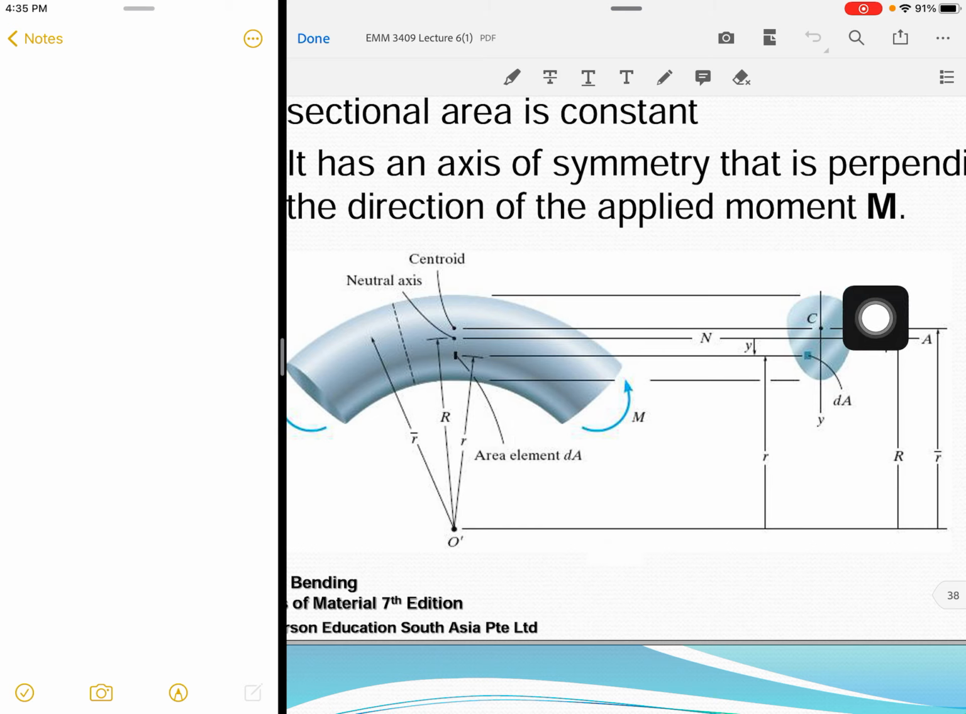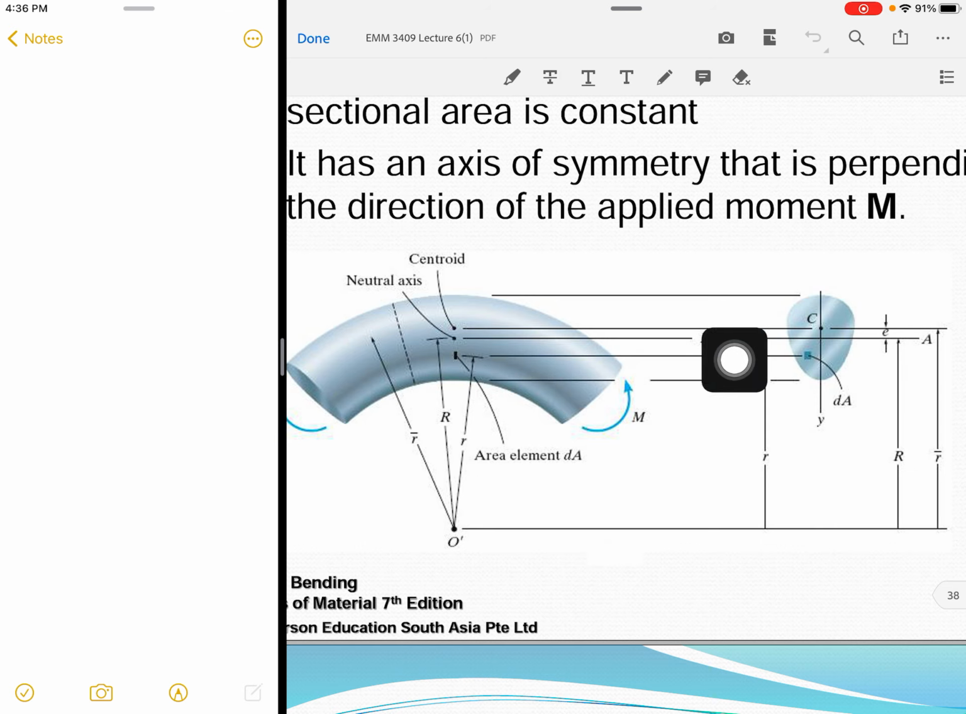Right, so if you look at right here, when we focus on a particular element in the cross section, which is dA, if we are interested in the stress at that point, we may have an equation to calculate the stress at that point. So we need to know the radius, the small r, and also the y, where y is the perpendicular distance from the neutral axis, okay.